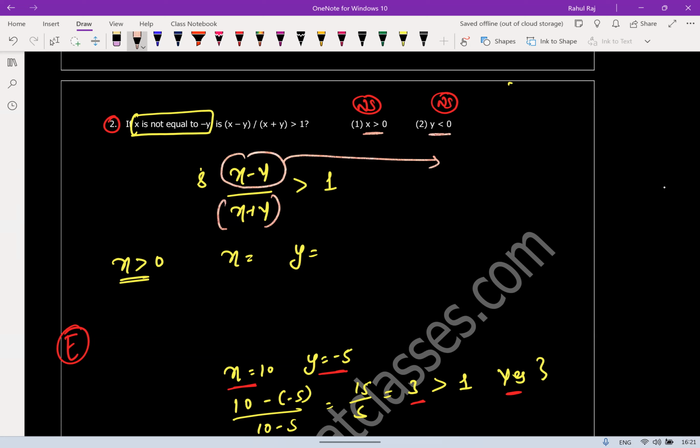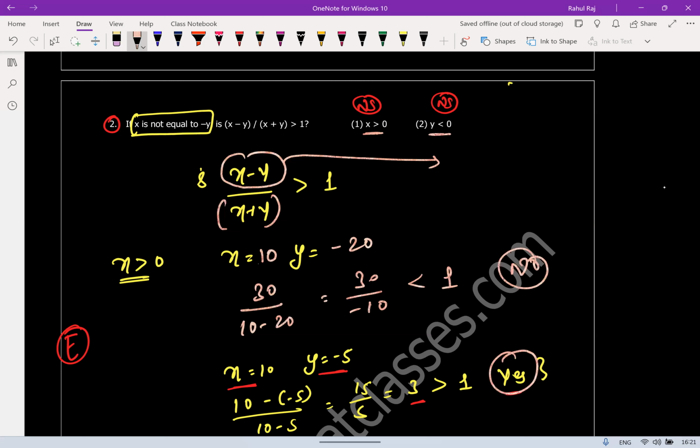So my job should be here. Imagine if I take x as 10, and if I take y, the magnitude of y is more than 10. Imagine if I take y as minus 20. Am I done or not? Straight away, because my numerator will add up: 10 minus of minus 20, 30. So 30 by 10 minus 20, that is 30 by negative 10, which is less than 1. Simple, straightforward logic. So I have a no situation, I have a yes situation, and that's the reason I go with answer E.